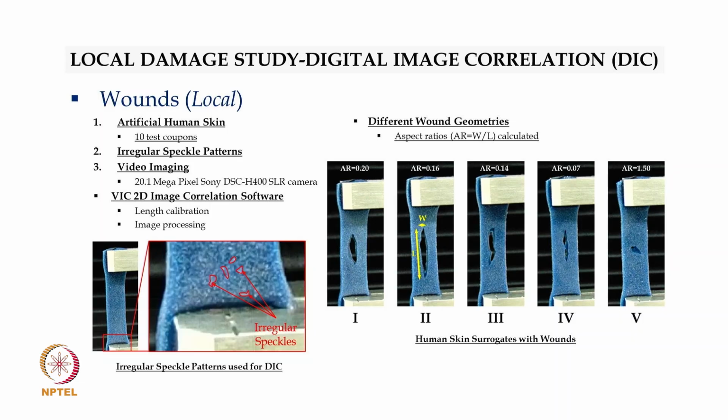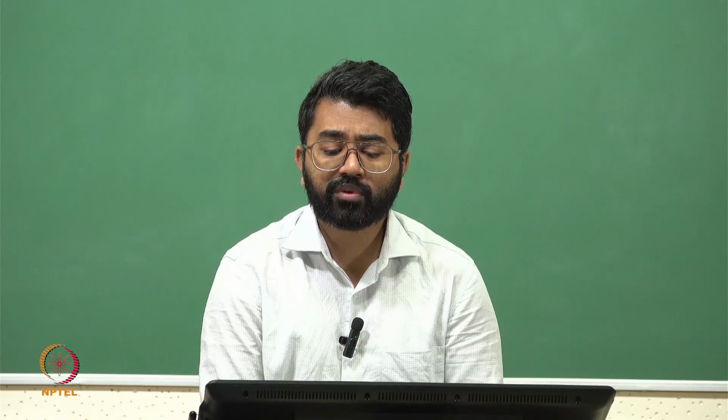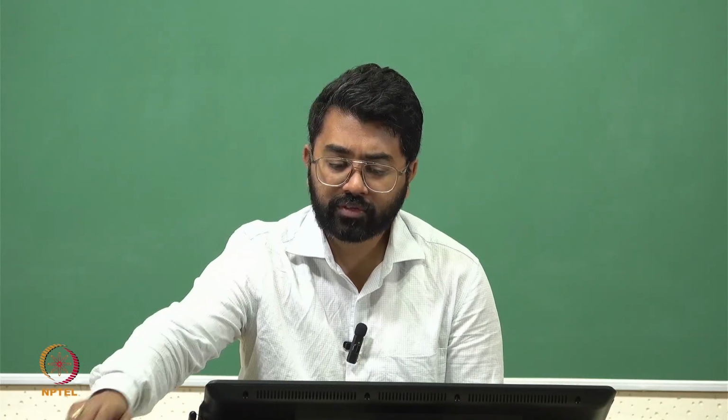So let's take a look on the right side. We are looking at this AR. AR is basically the aspect ratio of a wound which we have come up with. We wanted to look at, if you have a very long wound versus a short wound, what kind of strain fields do you see due to that? So let's take a look.